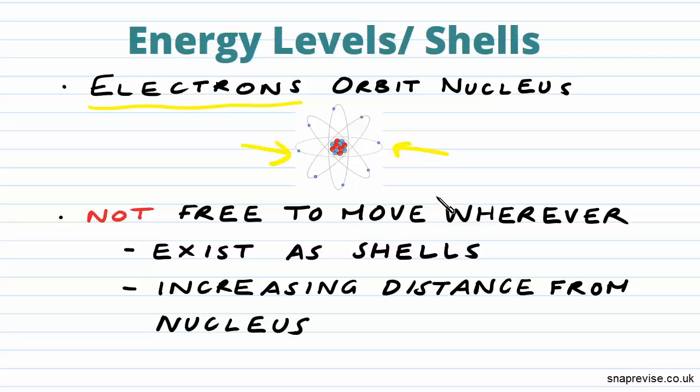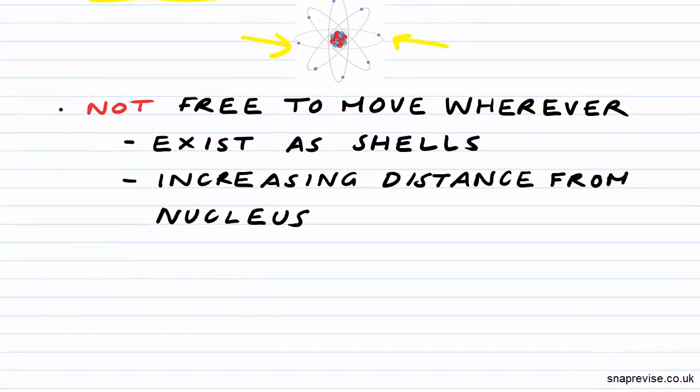Now shells are an area which the electrons can orbit in, and they're an increasing distance from the nucleus. So we have multiple shells. We have shell 1, shell 2, shell 3, and so on. And the number of the shell can also be known as its principal quantum number. And that again is just sort of a really big term. So if we write that out to understand it.